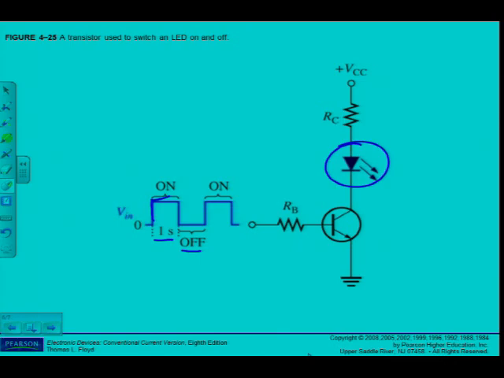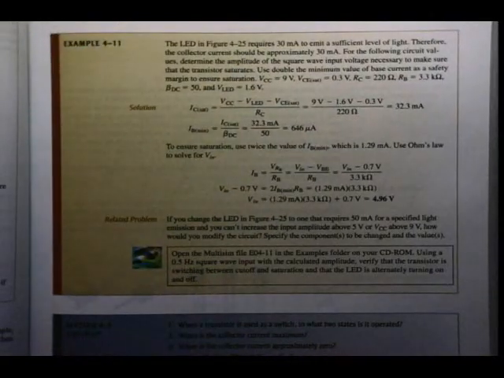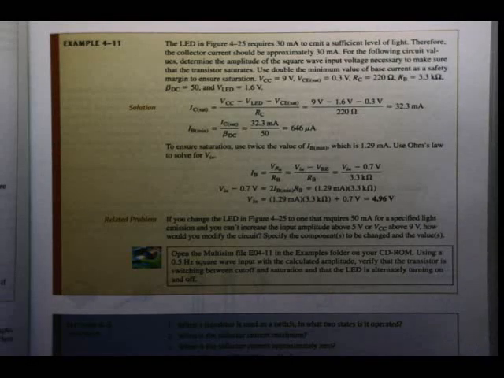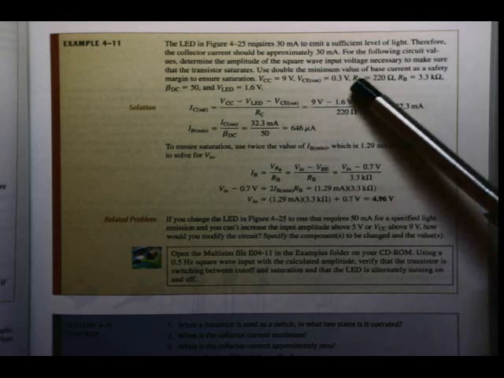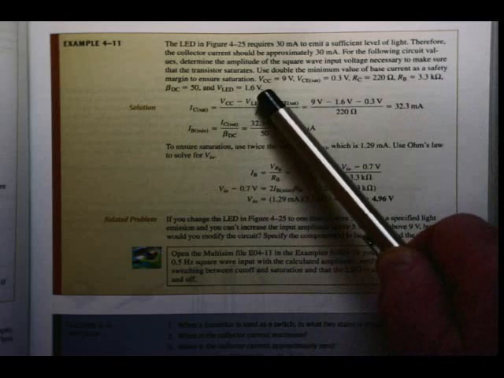There's also an example in the textbook that you can have a look at. The question asks, the LED in figure 4.25 requires 30 milliamps to emit a sufficient level of light. Therefore, the collector current should be approximately 30 milliamps. For the following circuit values, determine the amplitude of the square wave input voltage necessary to make sure the transistor saturates. Use double the minimum value of base current as a safety margin to ensure saturation.